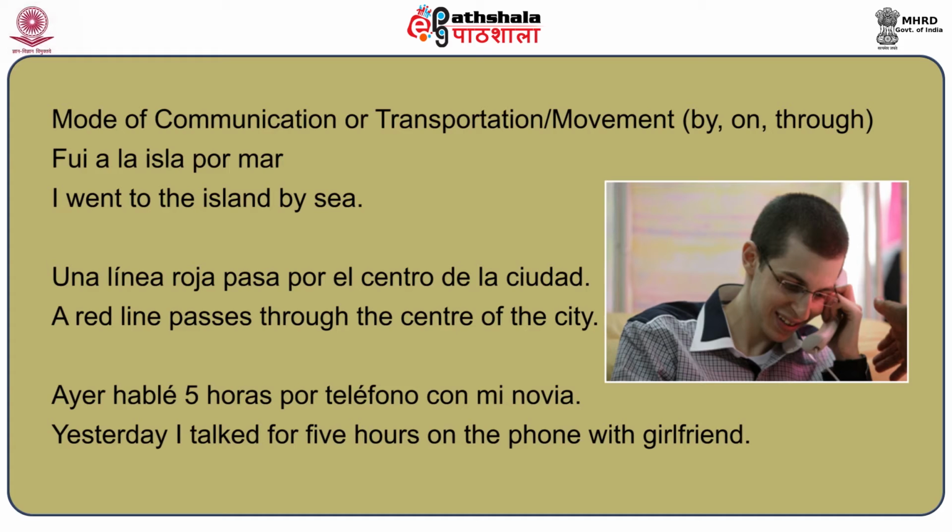Next example is, una línea roja pasa por el centro de la ciudad. I repeat, una línea roja pasa por el centro de la ciudad. The equivalent English version is a red line passes through the center of the city.